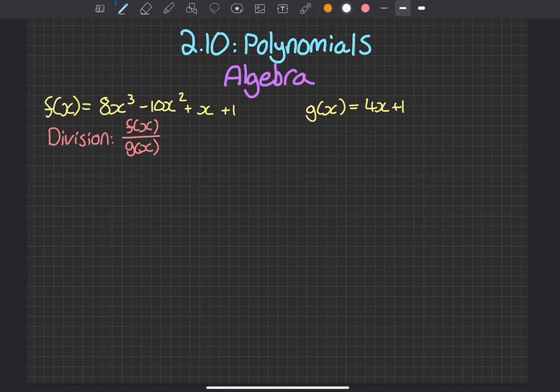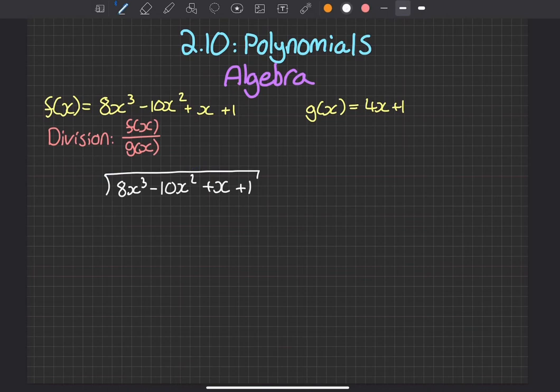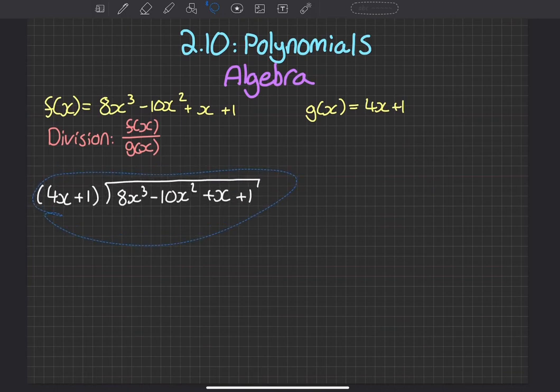So what you want to do first is you want to put your f of x function here, so make it nice and easy to read. And then you want to draw the long division symbol over it, which looks something like this, right? And what you want to do next is, let's actually move this to the side a bit. You want to take your g of x, the thing you're dividing by, and you want to put it right here. So 4x plus 1. It's nice to put it in brackets, makes it a bit easier.